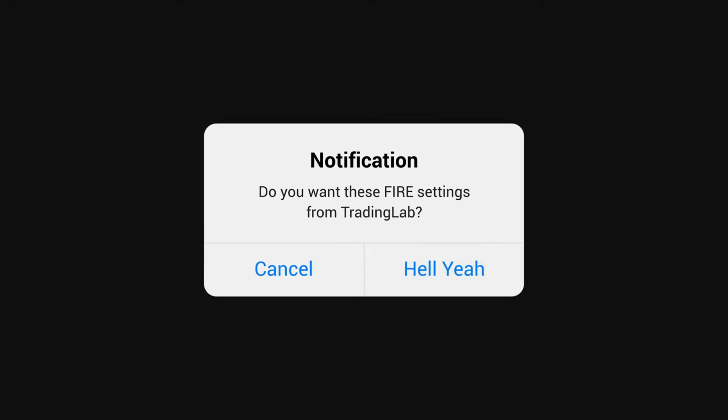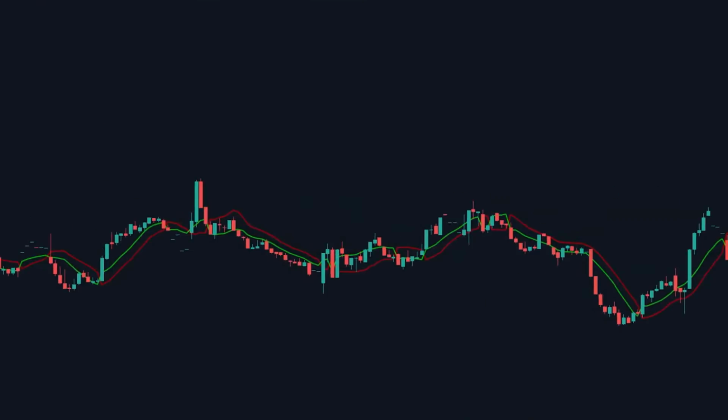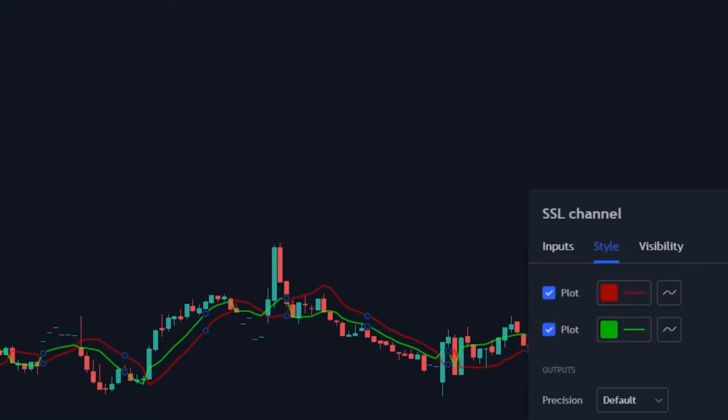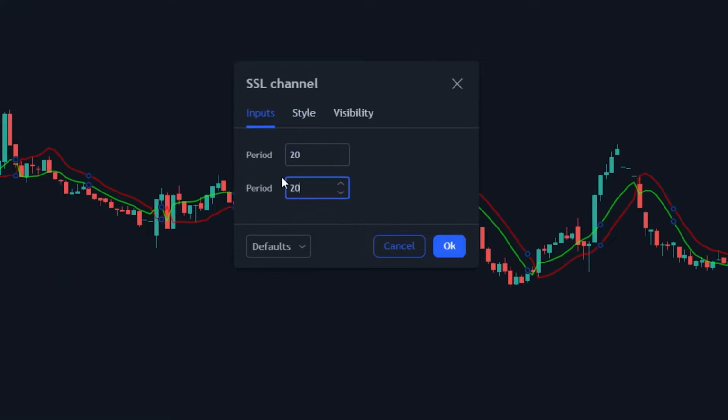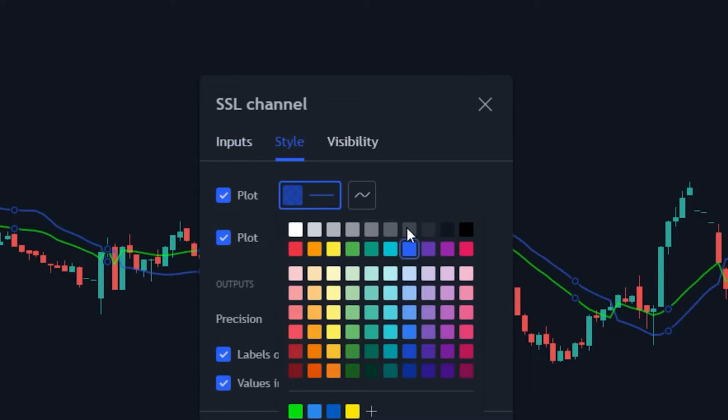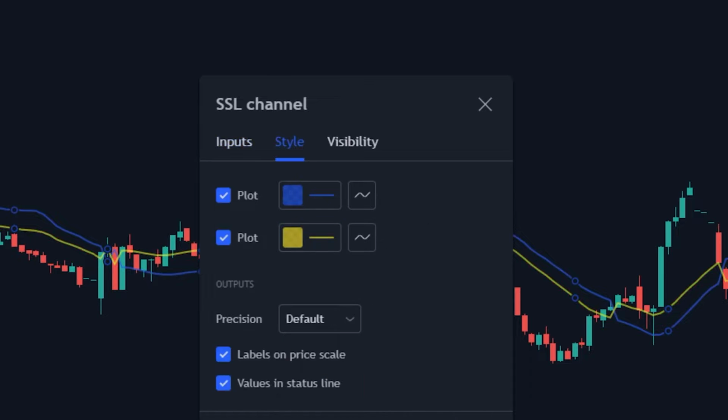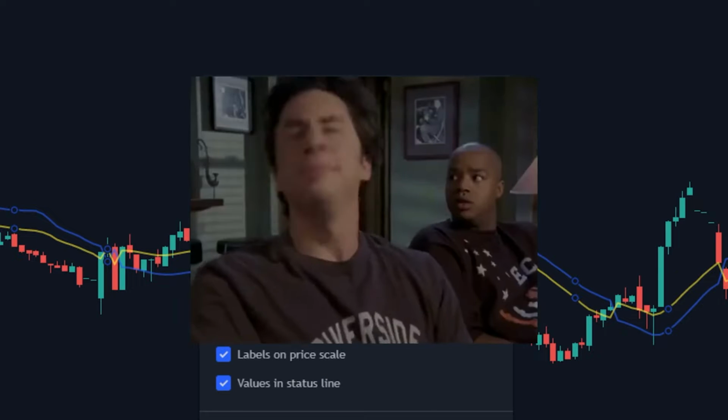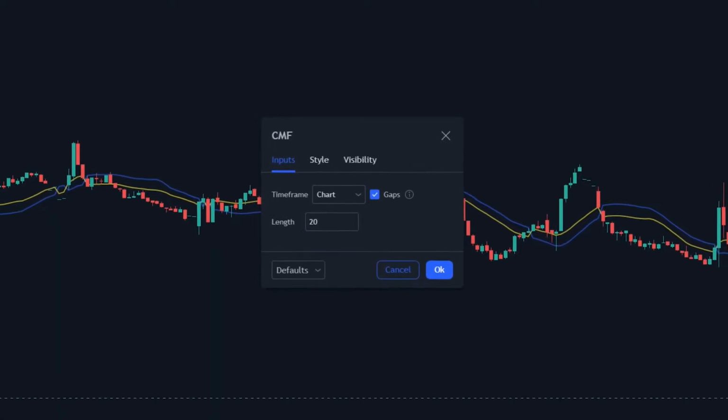So now that we have all the indicators added, let's change the settings a bit. Go to the SSL channel indicator first, change both the periods from 10 to 20. Then I'm also going to change the colors to blue and yellow so they're easier to see on the chart. Was it blue? Yellow.